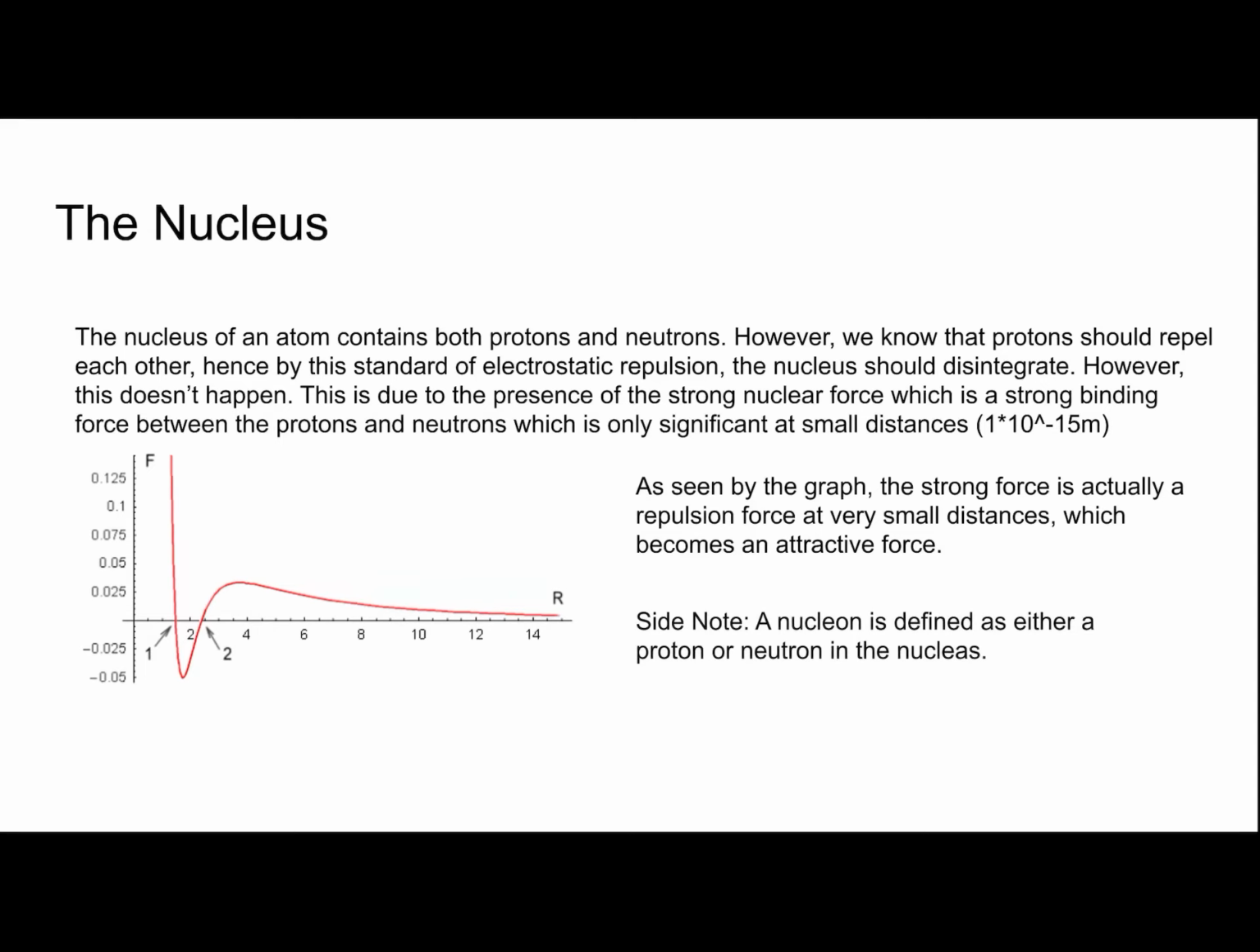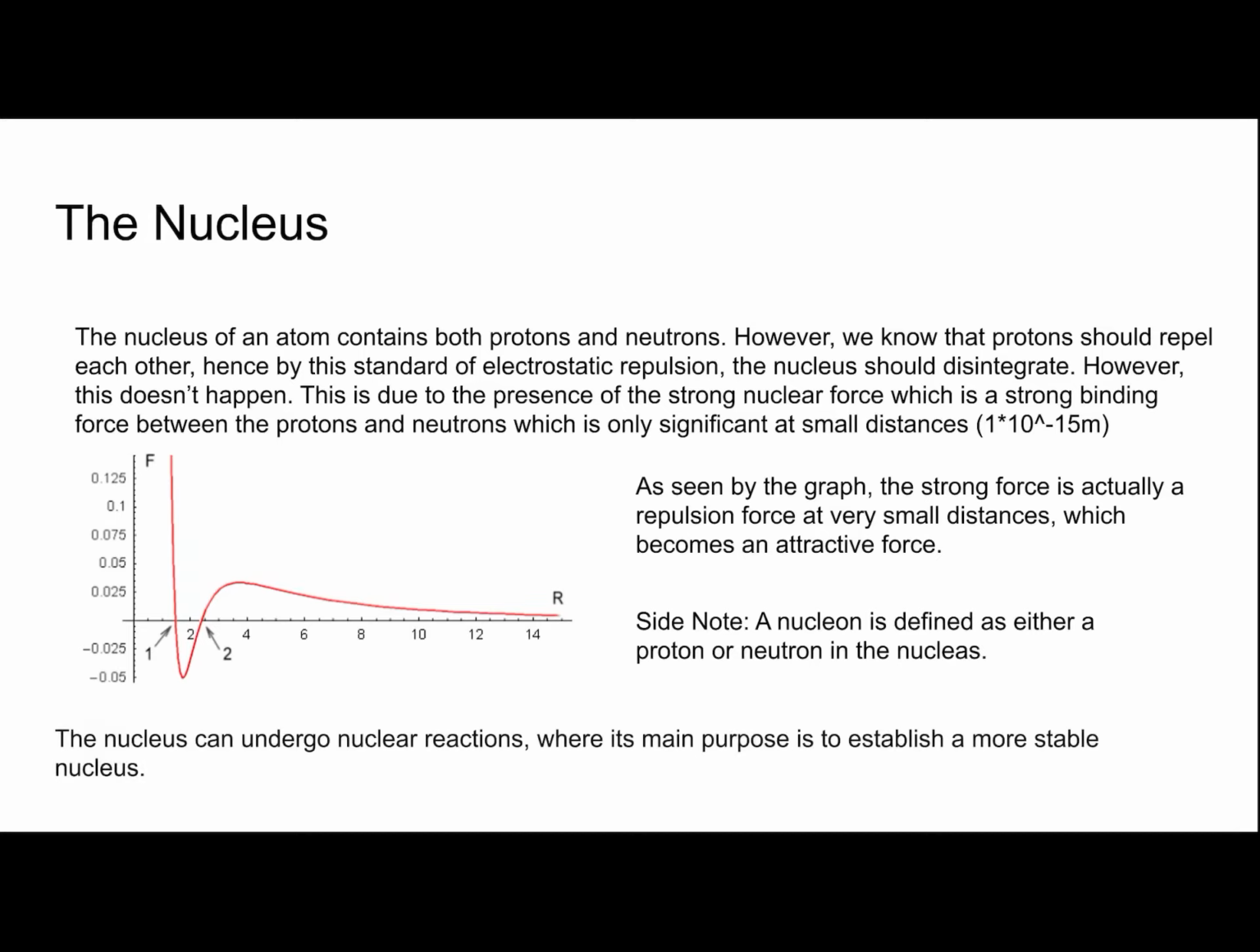Alright, a side note: in the nucleus we have the protons and the neutrons, so we refer to the protons and the neutrons as nucleons. A nucleon can either be a proton or a neutron. So a nucleon is a proton or a neutron inside the nucleus. The nucleus can undergo nuclear reactions, and the main purpose of the nuclear reactions is to establish a more stable nucleus. Alright, so what is the binding energy?